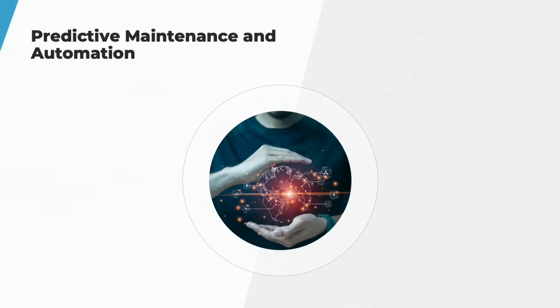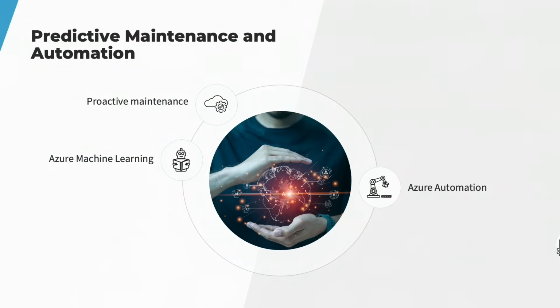Generative AI can predict potential issues in software systems, leading to proactive maintenance. Azure Machine Learning can be used to train models that predict and identify system anomalies. Combined with Azure Automation, these predictions can trigger automated workflows to address issues before they escalate.